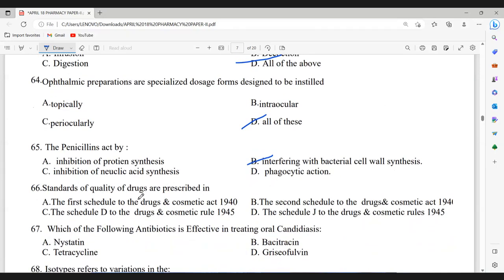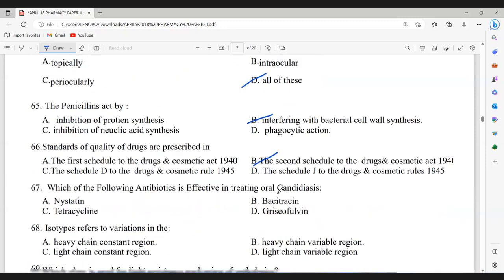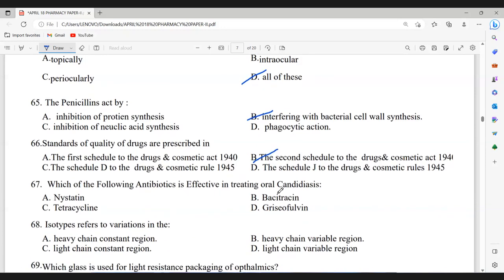Then standards of quality of drugs are prescribed in, this is a direct question. 66, is prescribed in the second schedule to the Drugs and Cosmetics Act 1940. And then 67, which of the following antibiotics is effective against treating oral candidiasis? It is a direct question. That is nystatin.